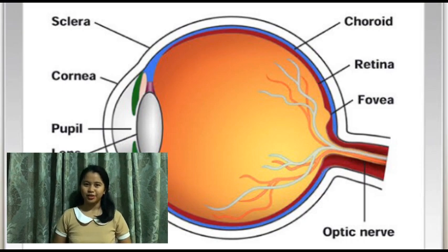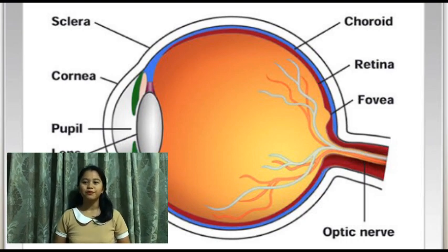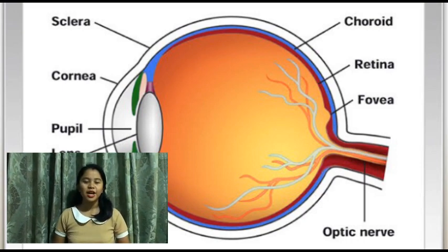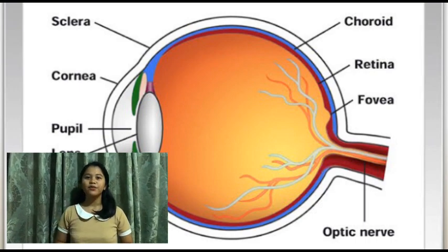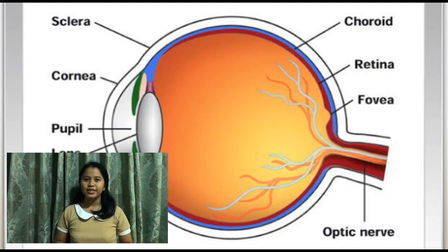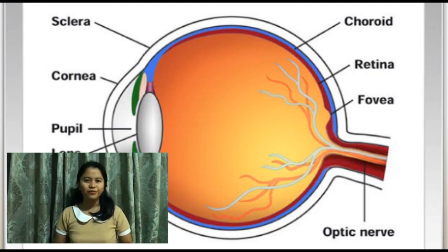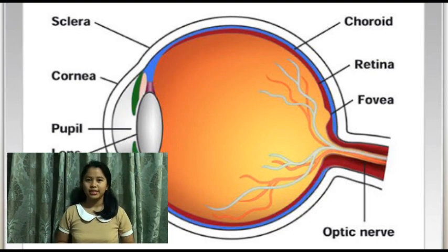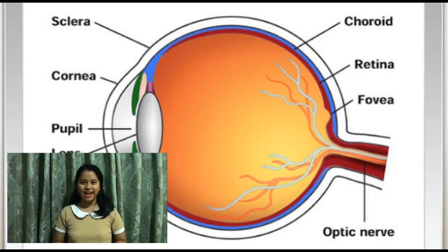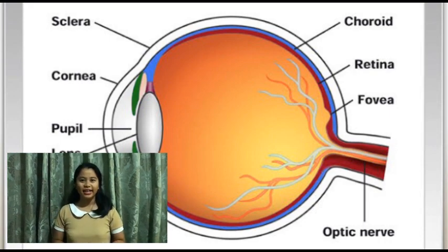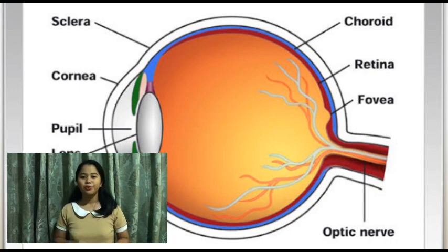First is the optic nerve. The optic nerve is the group of nerve fibers that passes signals from the retina at the back of the eye to the brain. Second is the fovea. It is the depression at the center of the macula that provides the greatest visual acuity. Third is the retina. It is the area at the back of the eye that receives light and sends pictures of what the eye sees to the brain.